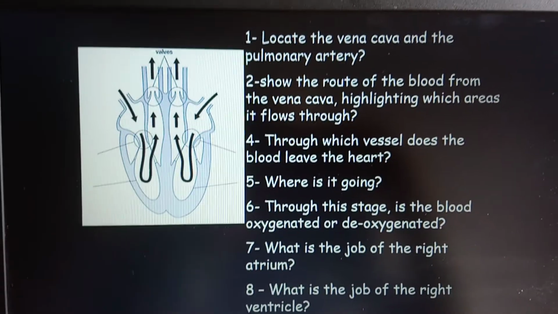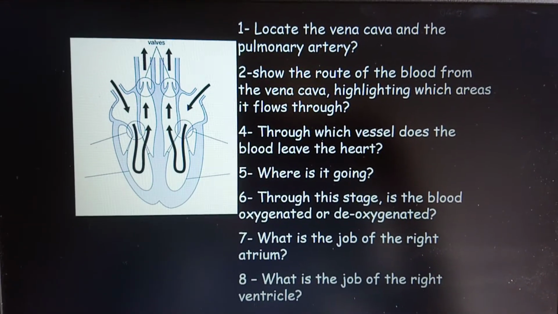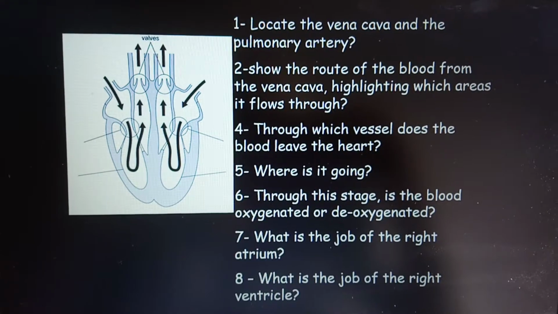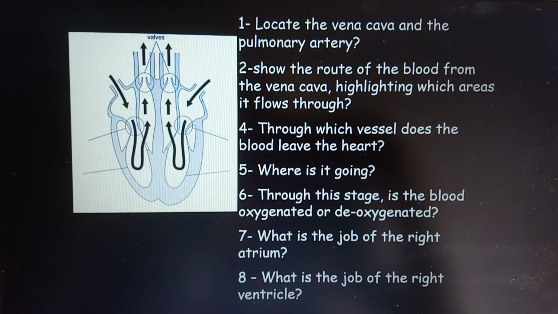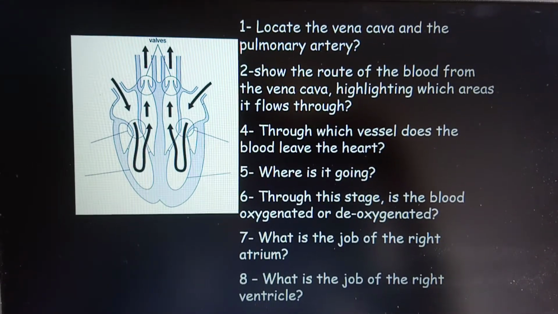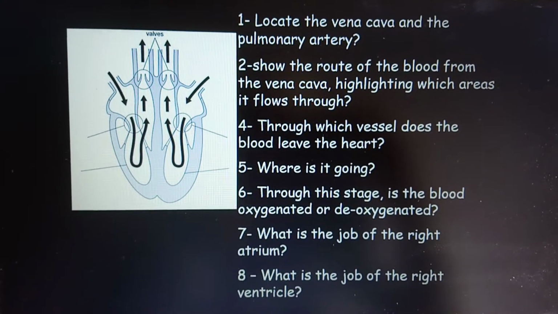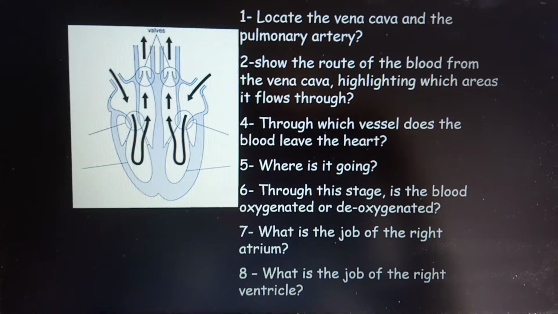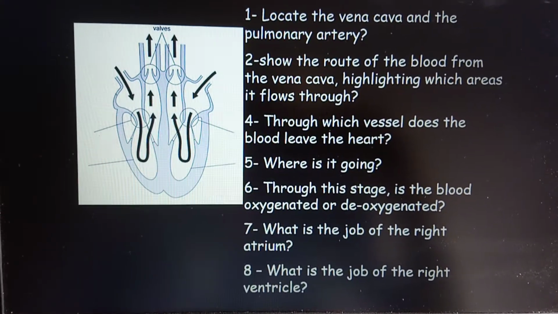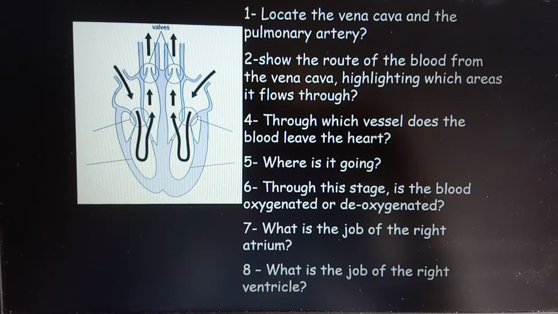Right, so there's a quick set of questions here for you to go through. So look at your diagram that you've labelled. Number 1, locate the vena cava and the pulmonary artery. So these are two big blood vessels.